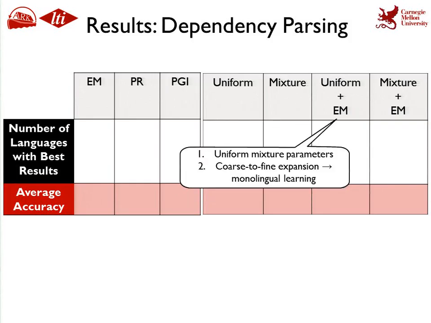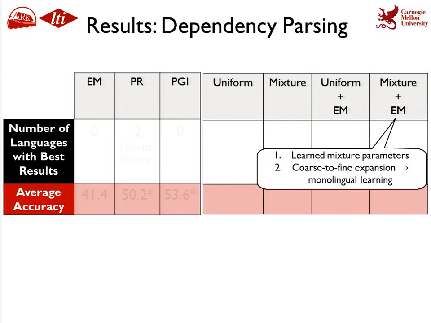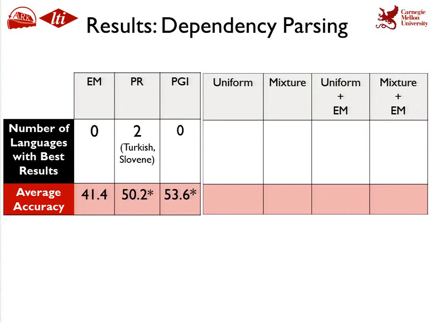And these are the 2 counterparts where we do coarse to fine expansion and monolingual learning as a second step. So here are the numbers for the baseline. Posterior regularization performs best for 2 out of 10 languages, but the average for these baselines is very low, in the 50s at best. Our models do much better.